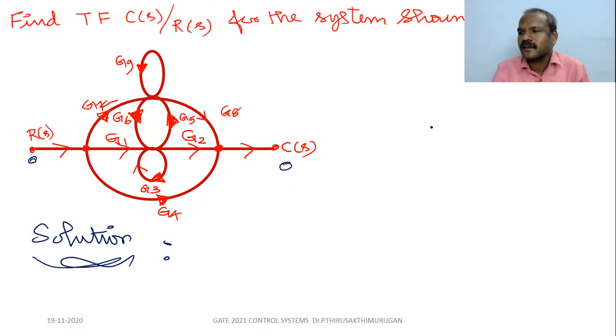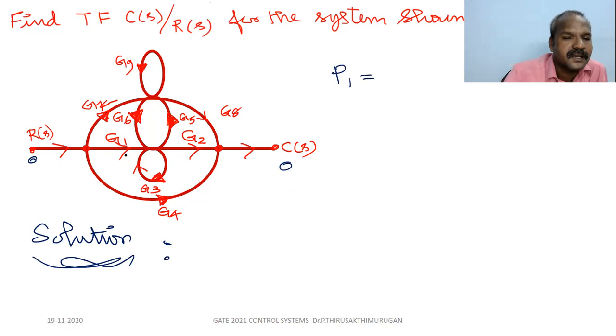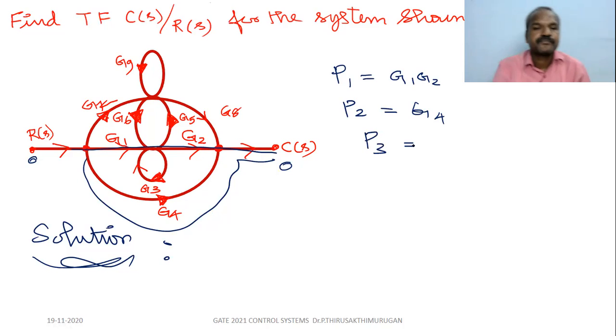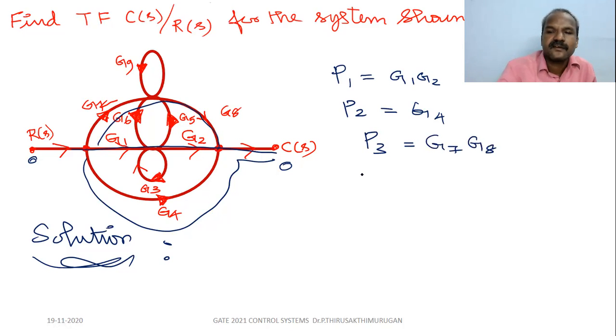Okay, let us tell the first forward path. We will find P1 equal to G1, G2, the straight route. So G1, G2. What is the second forward path? The second forward path is this one. So just G4. What is the third forward path? Third forward path is G7, G8. So this will be our third forward path, G7, G8.